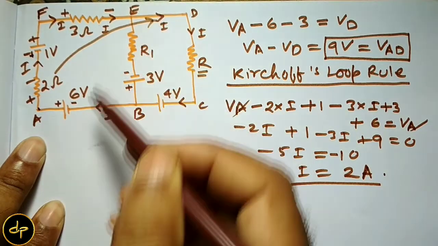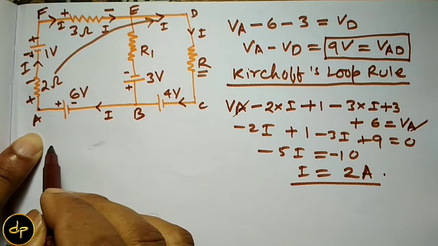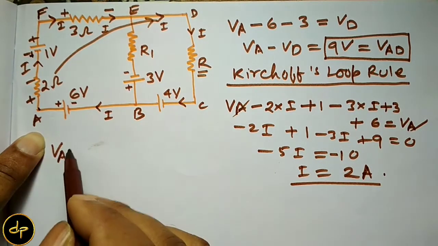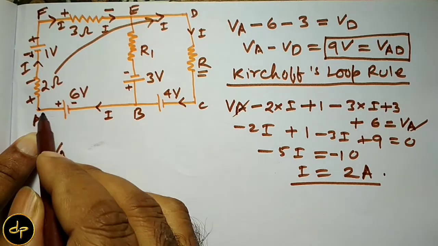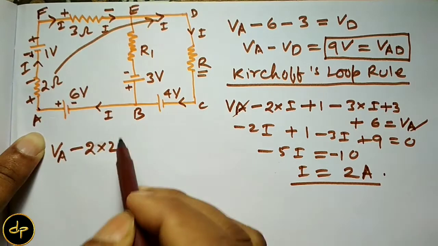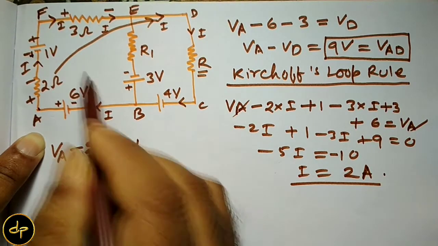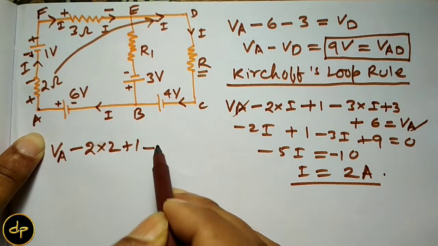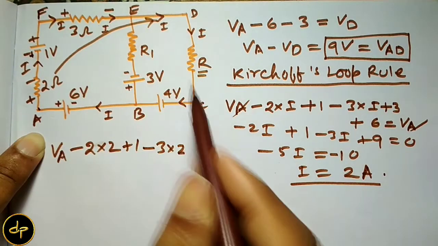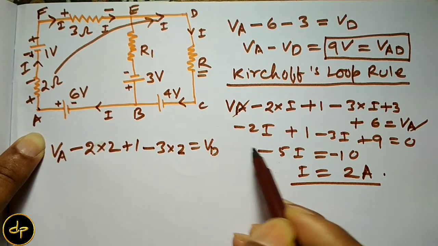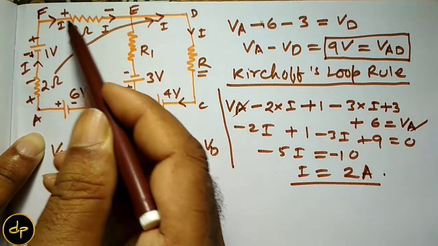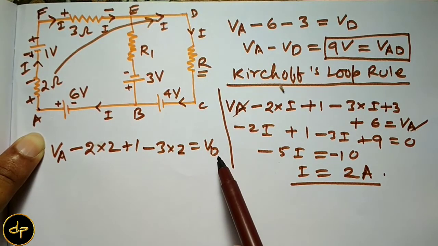Let us go on this line. From B to A we will go here, then there will be a drop in the potential of -2 into current, that is 2 volt, and then a rise of +1 volt, and then a fall of potential 3 into current 2, and then here this is equal to VD. We have reached VD from A, through these changes.